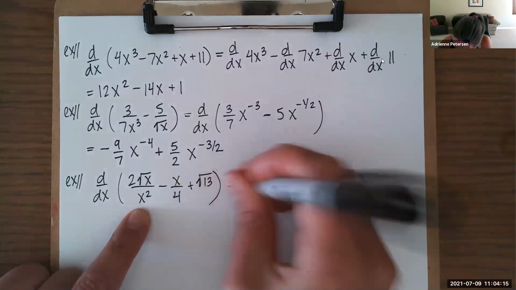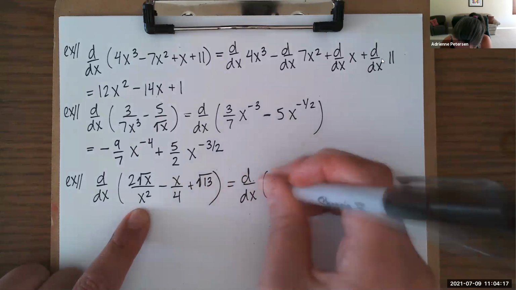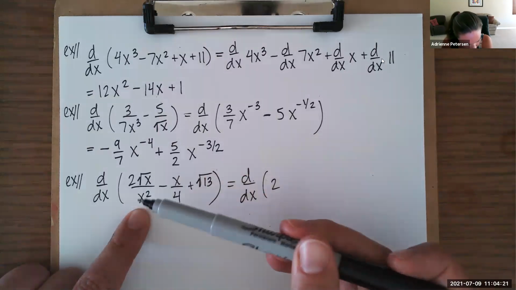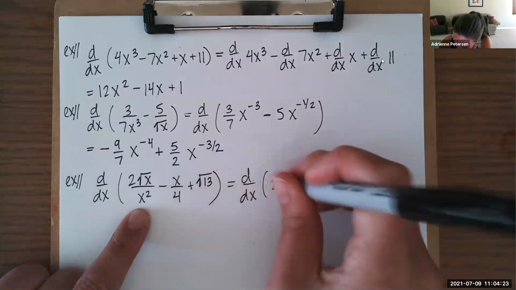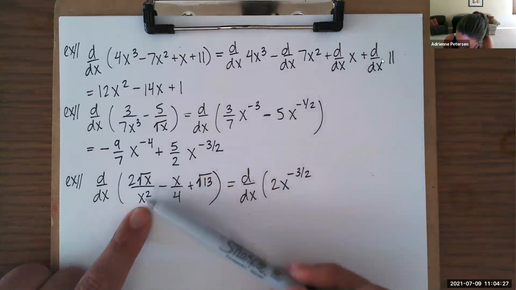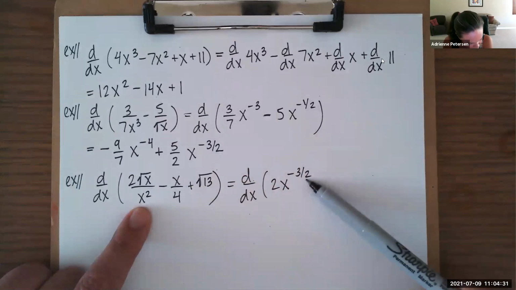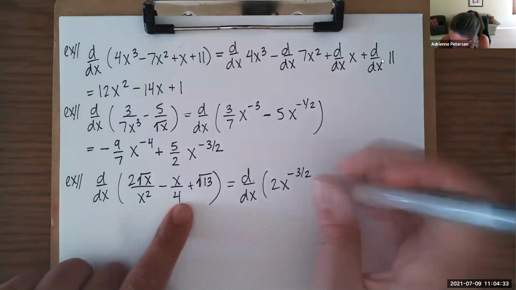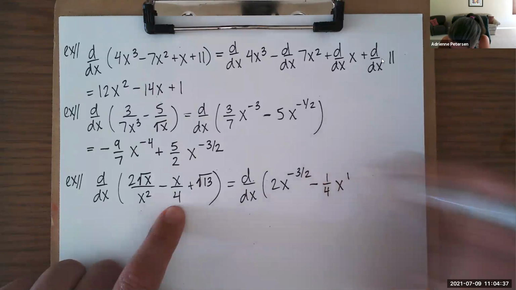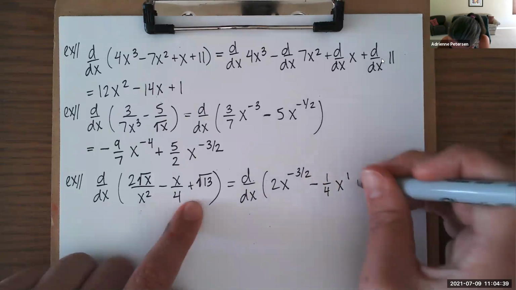So overall, 1/2 minus 2 gives me -3/2. So I would start by writing this as 2x to the -3/2. Okay, so all I did was add these exponents up. So 1/2 minus 2 gives me -3/2. This next term, I'm going to write this as -1/4 x to the first, just to help me apply the power rule, and then plus root 13.